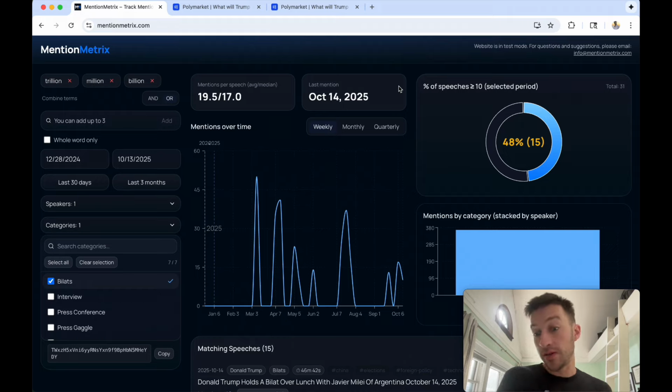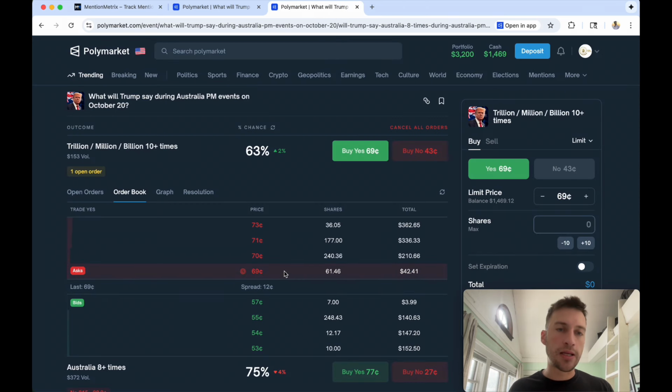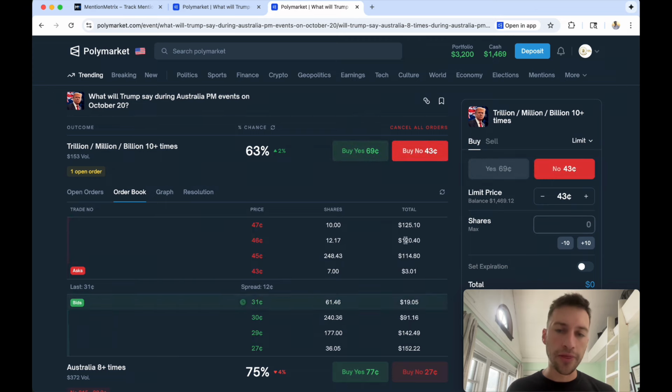So how do we trade based off what we've just learned? Well, the plus EV way to trade this would essentially be to put in limit orders that expire right before the event, beyond the bounds of what you think the probability is, right? So if I think there's about a 55% chance he will say this 10 times, then I want to buy no at 31.